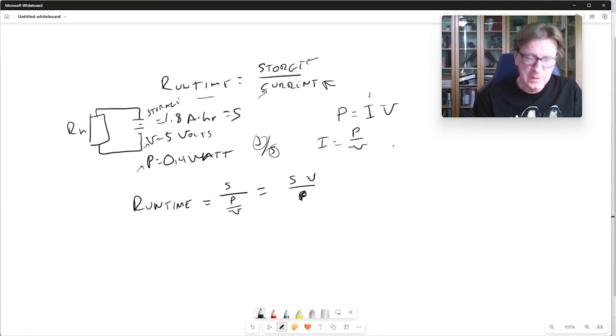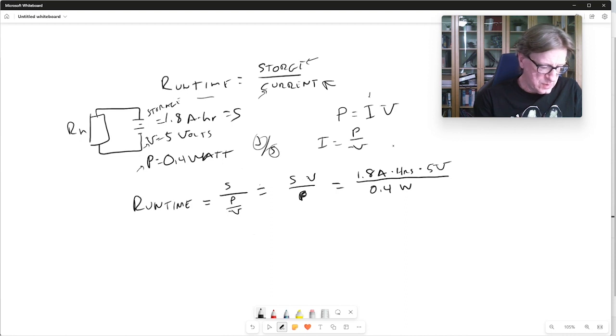So let's put that in then. I have 1.8 amp hours times 5 volts divided by, now this is 0.4 watts, and a watt is a joule per second, so be very careful with that. So this is watts. And so now all I have to do to divide that out is simply do the math, and well, I've got it written out here, and I get 135 hours.